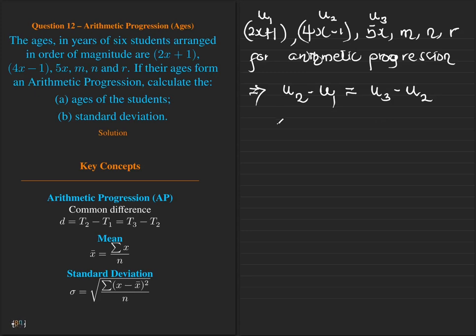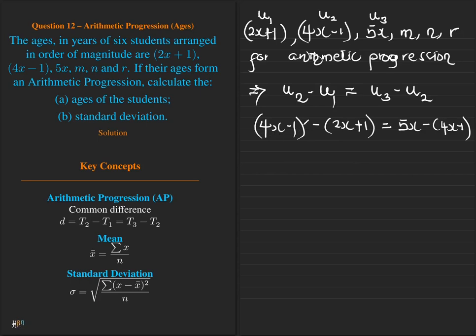So our u2 is simply 4x minus 1, then minus u1, that is minus (2x plus 1). And we are saying it should be equal to u3, which is 5x, minus u2, which is the 4x minus 1. We are saying this because of this formula. That is D, the constant difference. They should be the same. So with this equation we now solve for x.